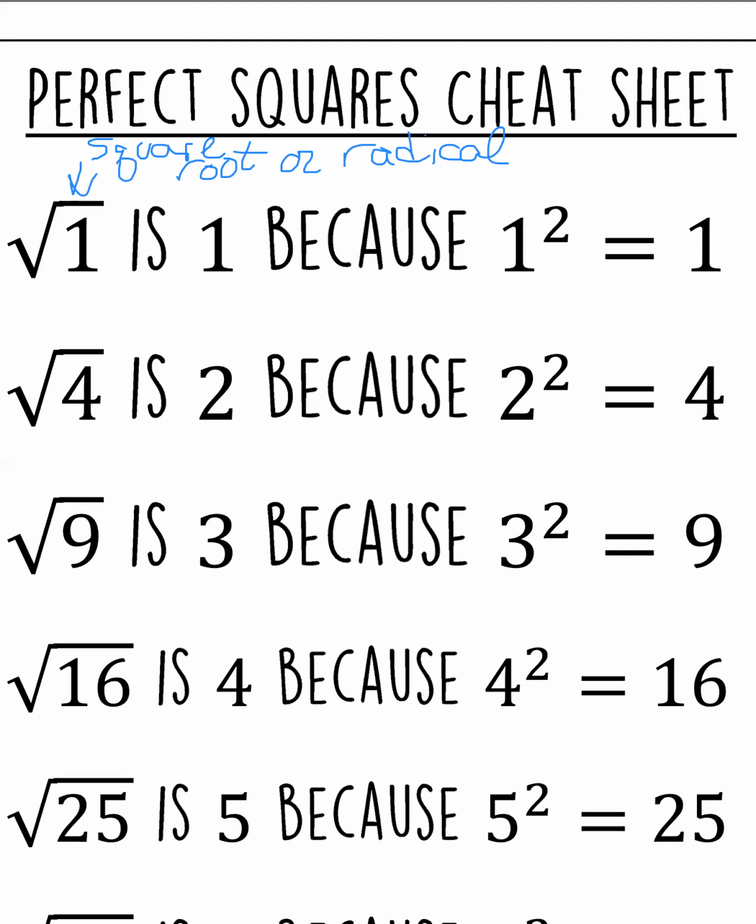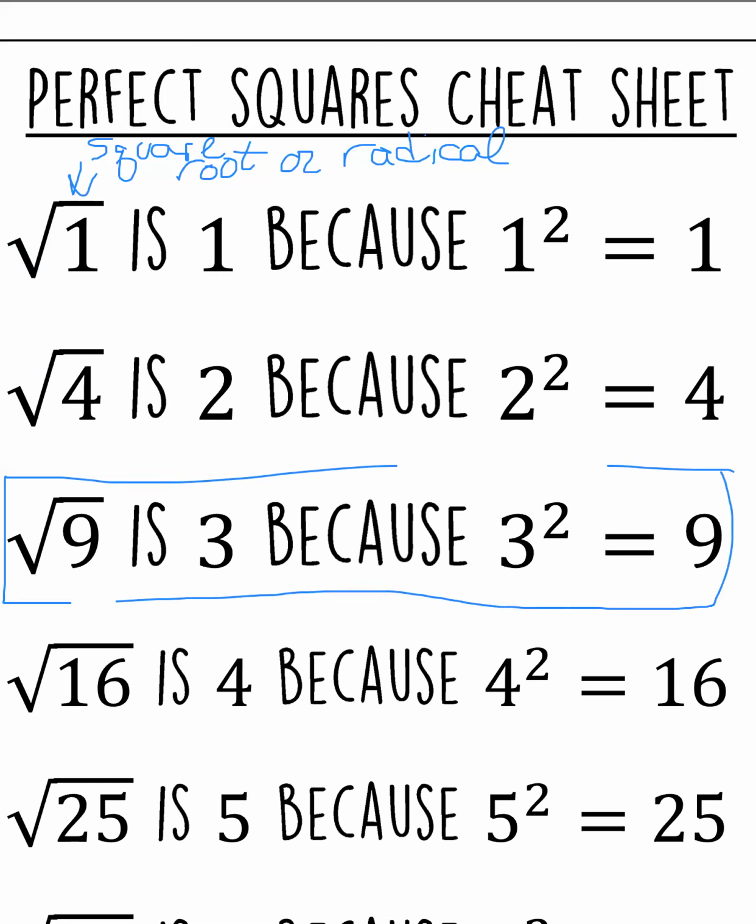So anyway, what even are they? Let's focus on this line right here, the square root of 9, and that's how you would read it out loud. The square root of 9 is 3 because 3 squared equals 9. If I take 3 and square it, remember what that means: 3 times 3. I'm going to get 9.